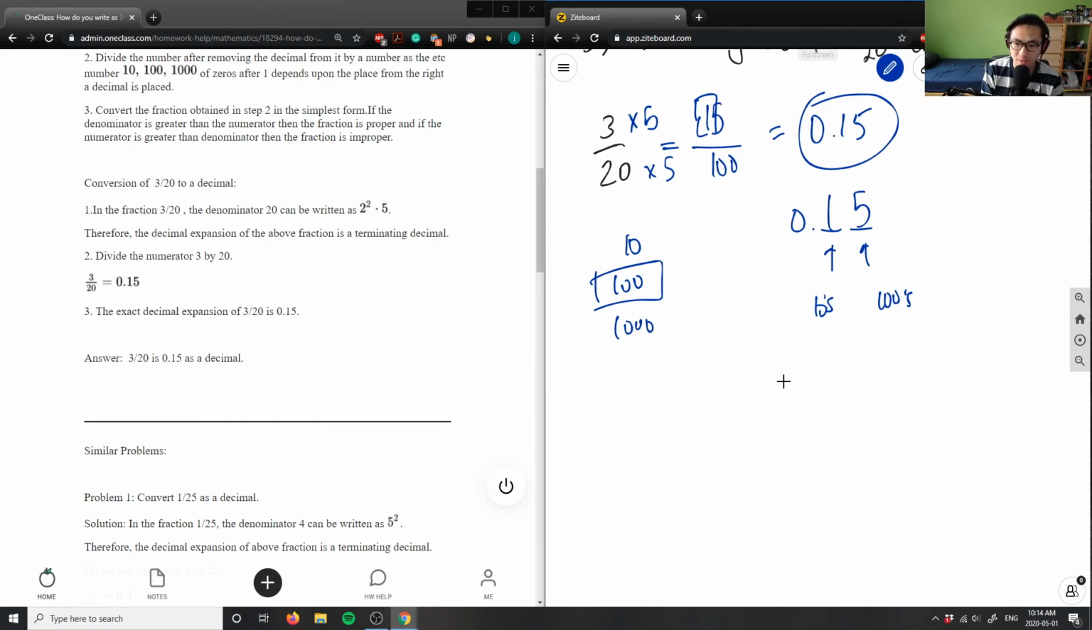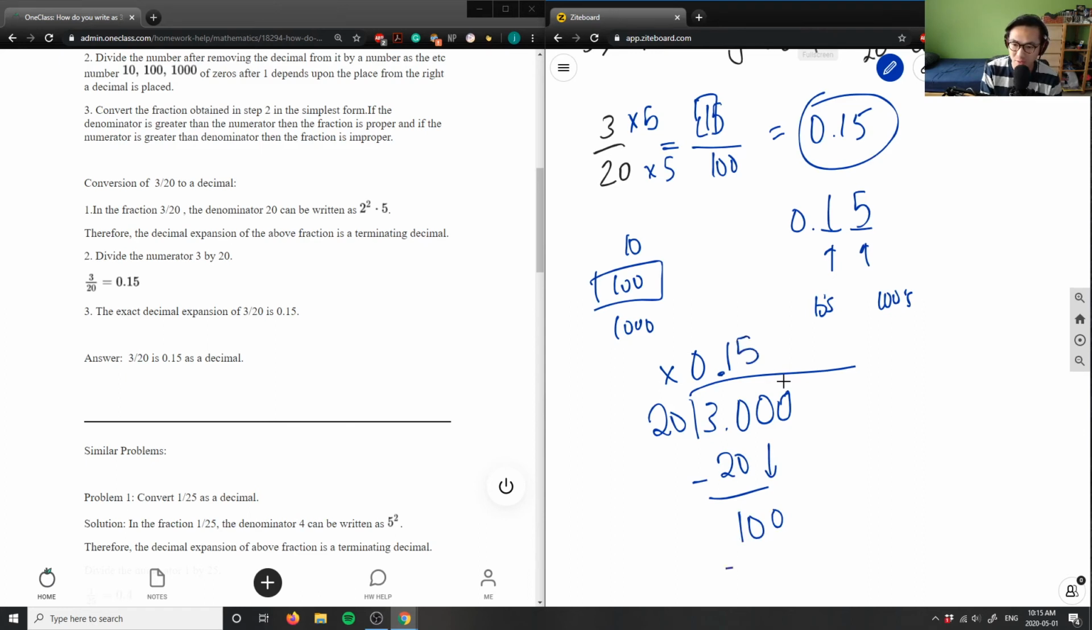What you could do is put 20 here and divide it into 3.000. We can do this long division to figure out what the decimal is. The decimal is placed here, which means I would get a decimal here as well. 20 goes into 30 one time. 30 minus 20 is 10. Bring down the 0. 20 times what equals 100? 20 times 5 equals 100, and this would be a remainder of 0.